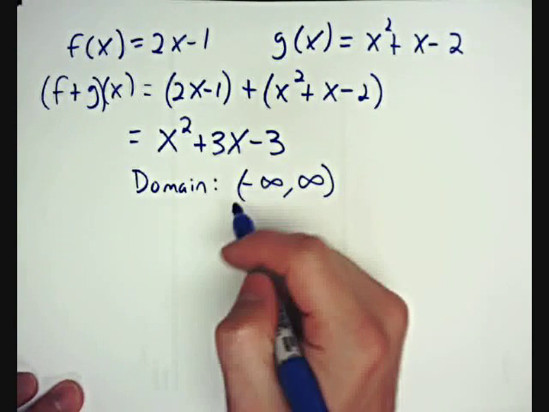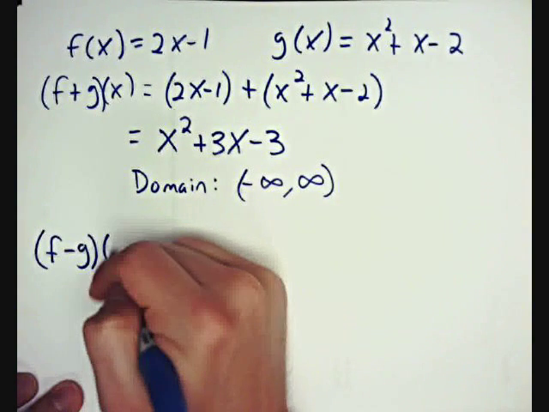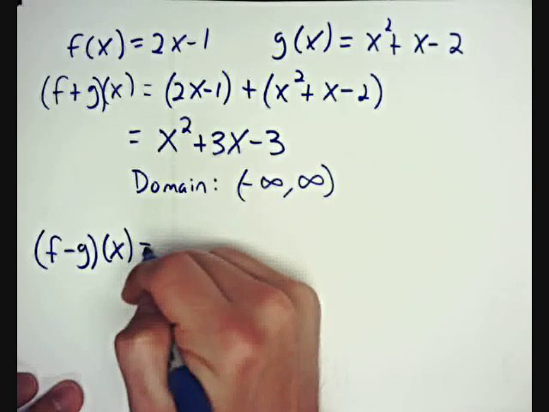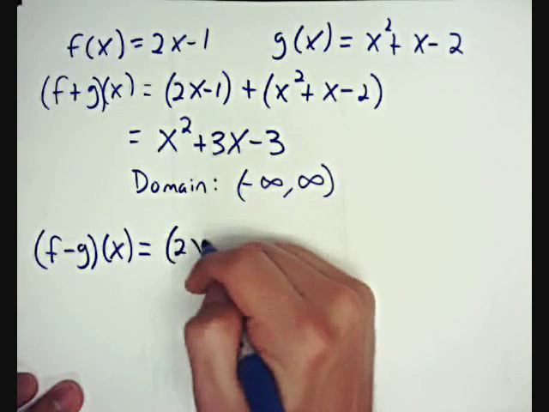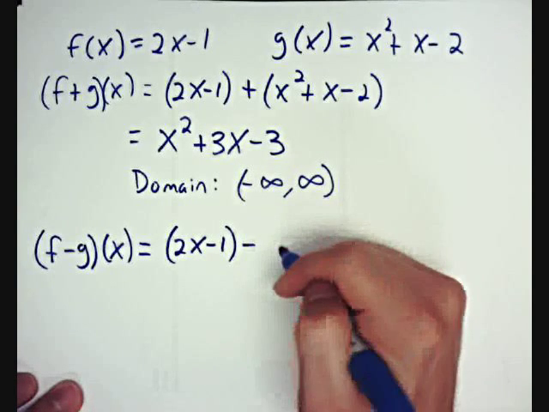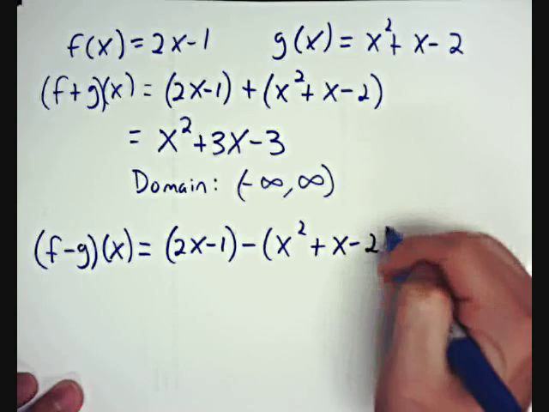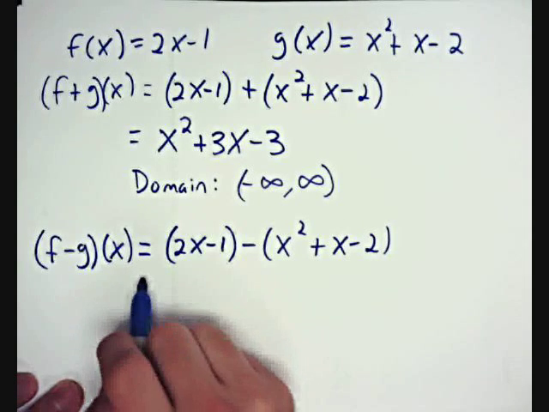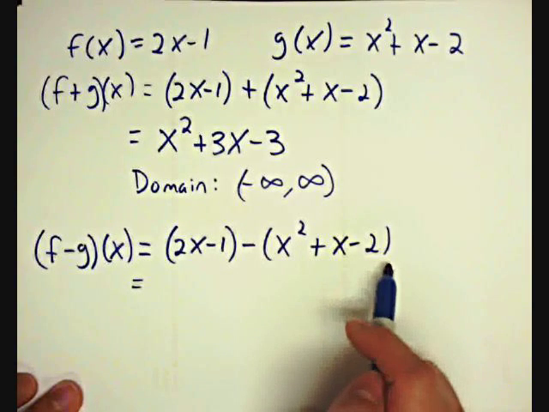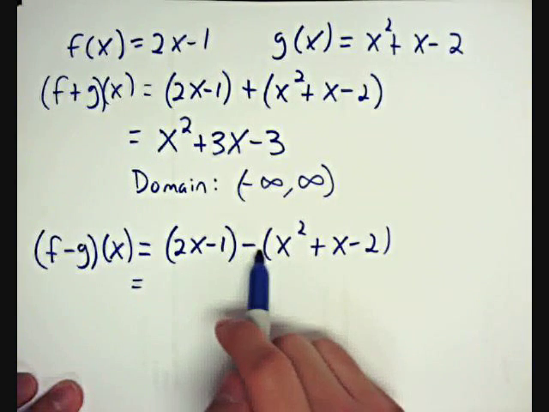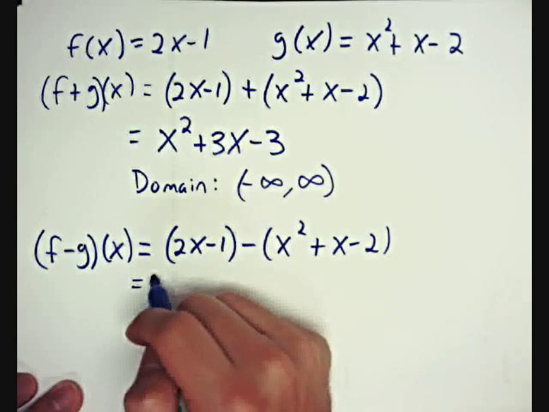Second thing we're asked to do in part B is to find f minus g of x. F minus g of x, we want to take our function f and subtract the function g. Here we have to be careful because of the minus sign. This second set of parentheses is important. We're subtracting this entire set of parentheses. Everything inside needs to be subtracted.